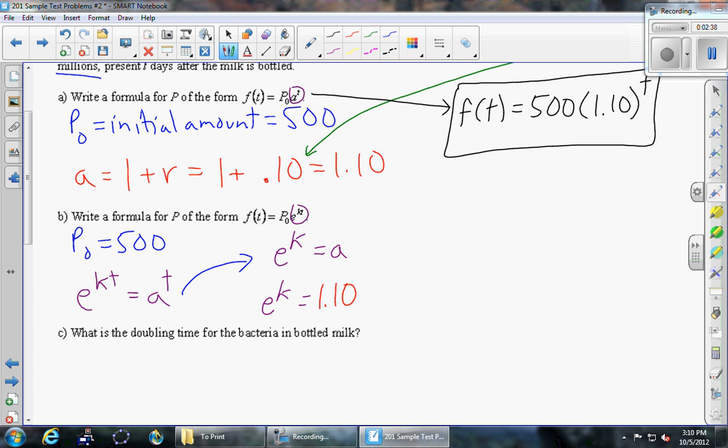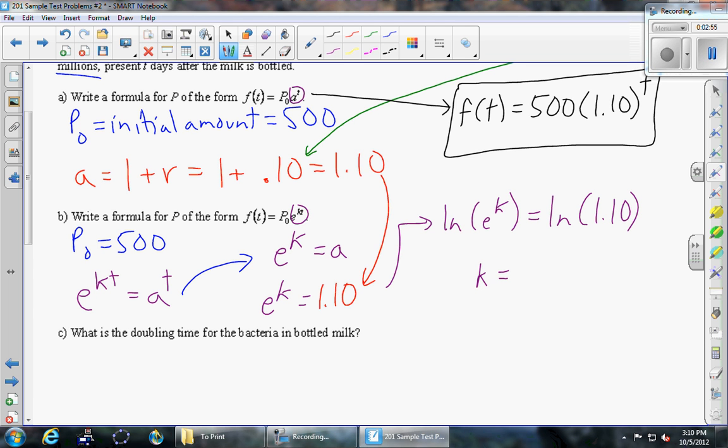The goal is to find k. So what should we do to both sides? We'll hit both sides with the natural log. And on the left-hand side, we just get k. That's why we hit it with an ln. So k is ln of 1.10. And we'll go ahead and get a decimal from the calculator.